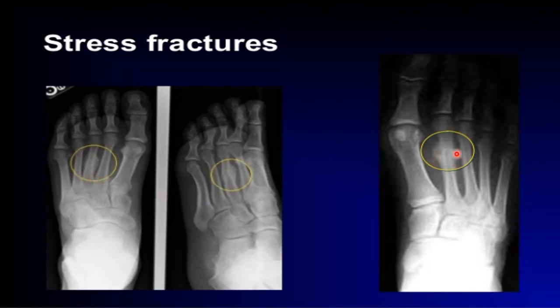Here is another example of a stress fracture. These stress fractures, once the callus starts forming, they can be seen on X-rays. Otherwise, these stress fractures are usually identified in the early stage with radioisotope bone scanning, where you see concentration of the radioisotope at the fracture site.